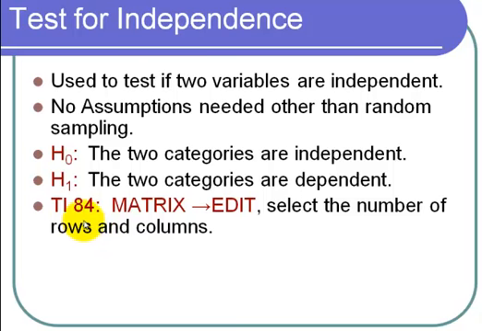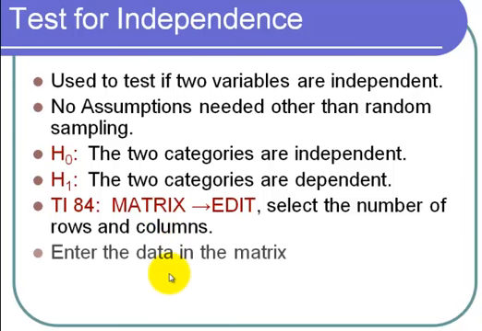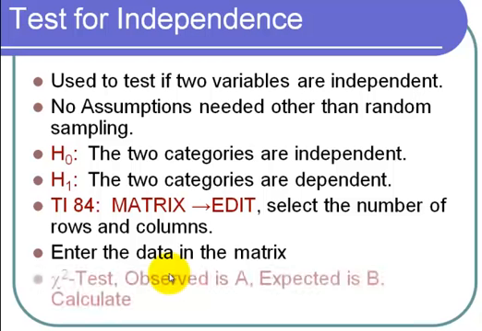And what we do is we're going to go to matrix. We haven't seen that before. I'll show you in a little bit. And then edit. Select the number of rows and columns, and then enter the data. Then we're going to go to that chi-squared test, the one that was just above the chi-squared GOF test. They are different. So we go to the chi-squared test.